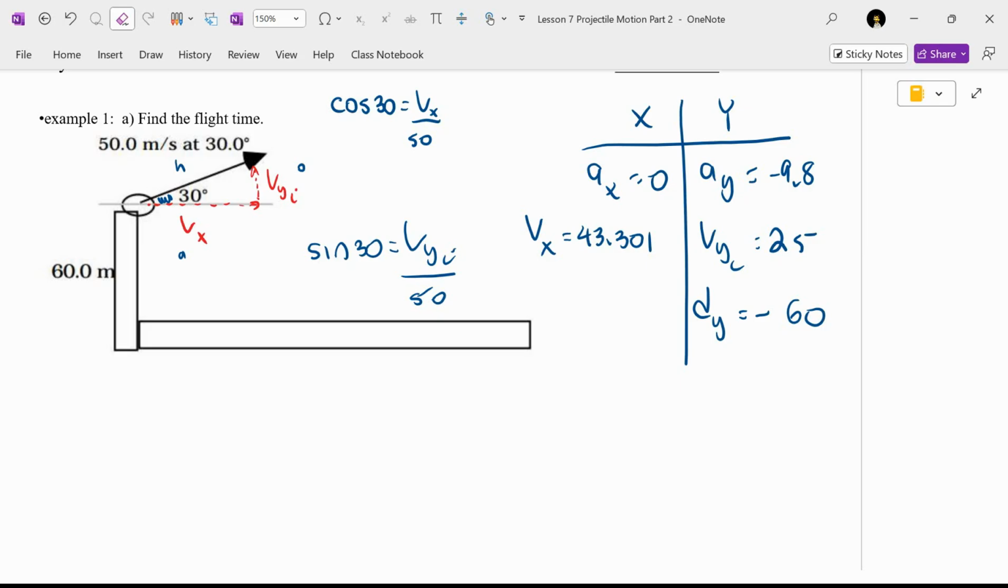So just be cautious. Which column do I have three things in? I'm looking for an equation that has an A, a VI, a D, and a T in it. There is one.